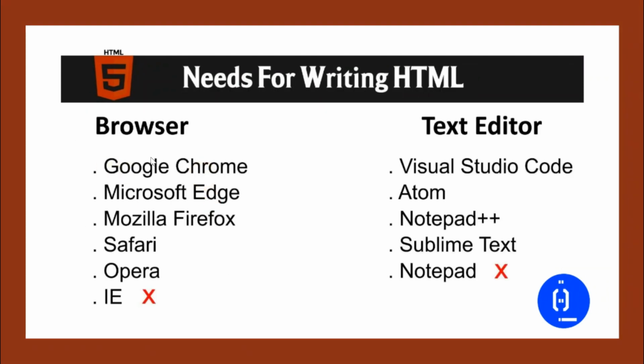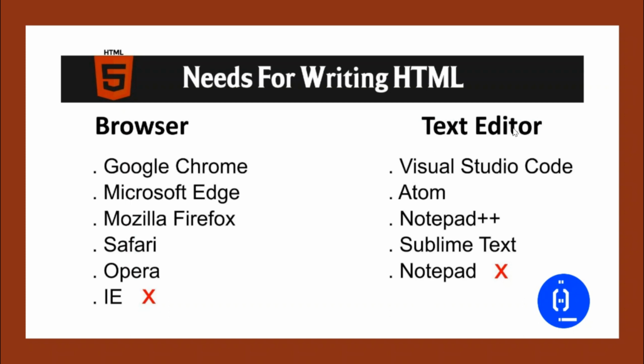So what do you need to write HTML? To write HTML, you need two things, a browser and a text editor. You don't need internet connection, you just need a browser and a text editor. So examples of browsers are Google Chrome, Microsoft Edge, Mozilla Firefox, Safari, Opera, and Internet Explorer. You want to stay away from Internet Explorer because it doesn't support most of the current features of HTML, most of the current elements. It's an outdated browser. So you can use any browser, but I will recommend Google Chrome, and that's what we'll be using in this course.